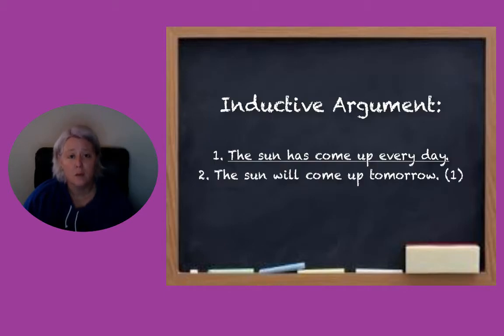So take an argument such as: because the sun has come up every day of my life, the sun will come up tomorrow. That's a pretty strong argument, but it's still an inductive argument. That is, the conclusion doesn't follow necessarily from the premise. The sun has risen every day of my life, therefore the sun will come up tomorrow. Not a deductive argument, not intended to be evaluated for validity. It's not the case that the conclusion follows necessarily from the premise. In fact, the conclusion is not meant to follow necessarily from the premise.